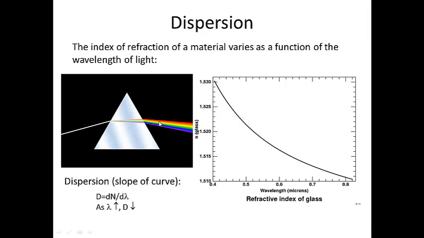The result is what we call the prismatic effect, where light enters into a prism and is scattered into the different wavelengths of light, revealing a rainbow effect, if you will.